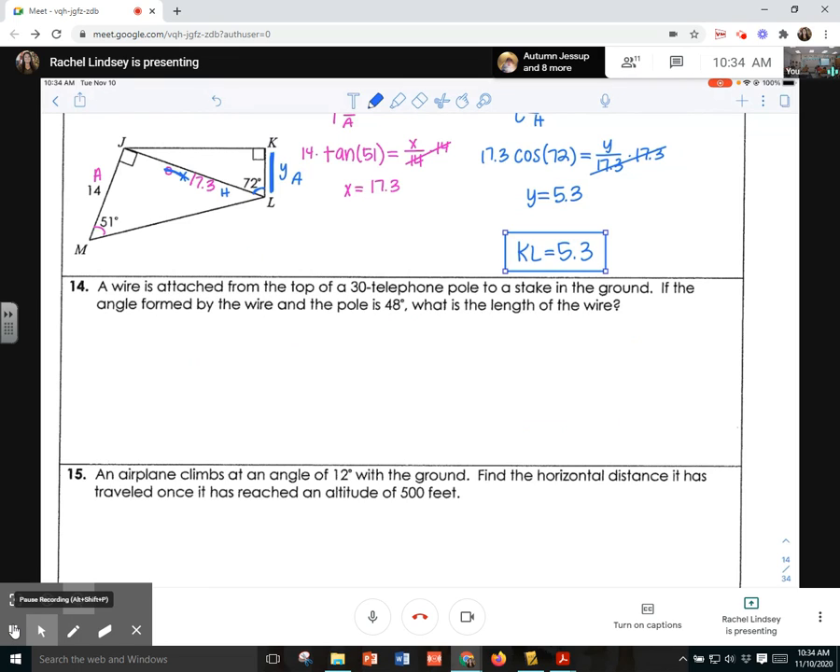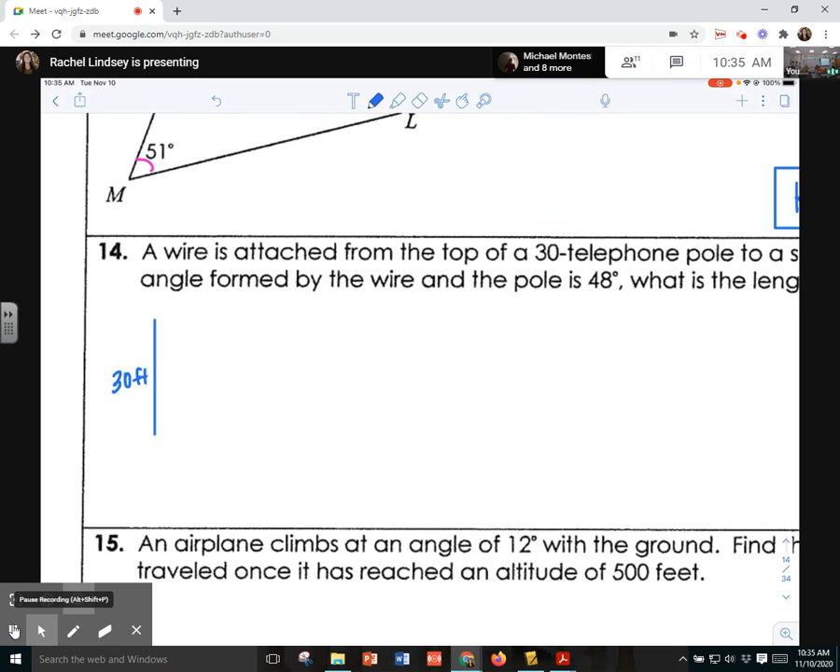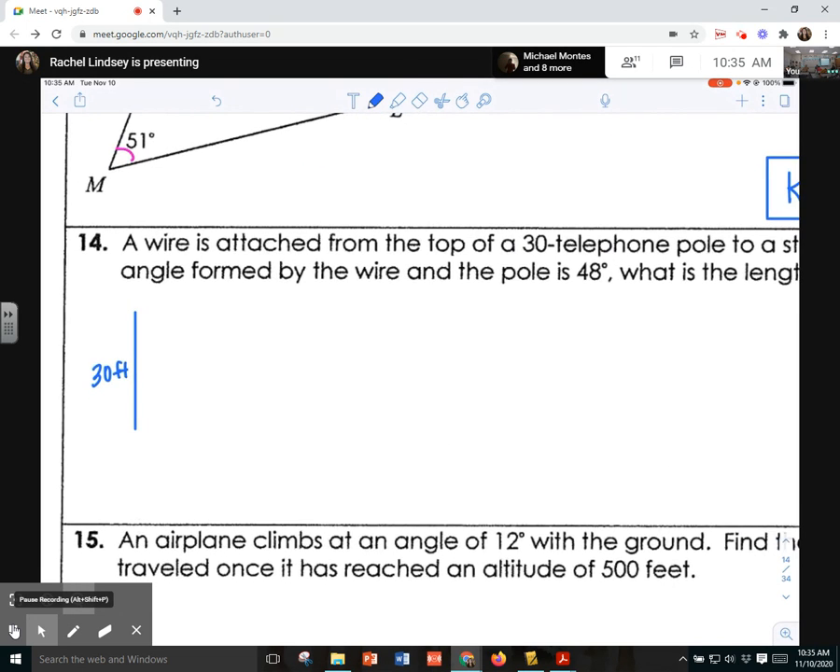Based off these word problems, we are going to draw a picture and then we're going to solve. So it says a wire attached from the top of a 30-foot telephone pole to a stake in the ground. If the angle formed by the wire and the pole is 48 degrees, what is the length of the wire? So first off, it tells us we have a 30-foot pole, right? So I know I have a 30-foot pole. It really just says 30 telephone pole, but it meant 30 feet.